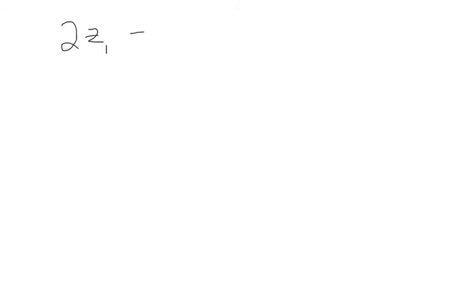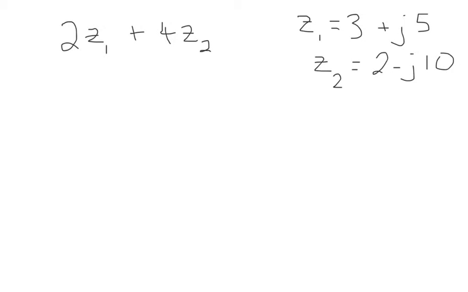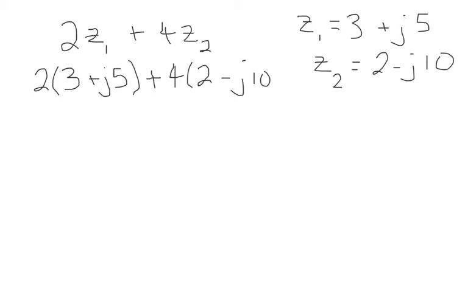2Z1 plus 4Z2 will be done with Z1, which is 3 plus J5, and Z2, 2 subtract J10. So I'll write these underneath. 2 multiplied by Z1 is 2 multiplied by 3 plus J5. Under here, plus 4 multiplied by Z2, which is 2 subtract J10.